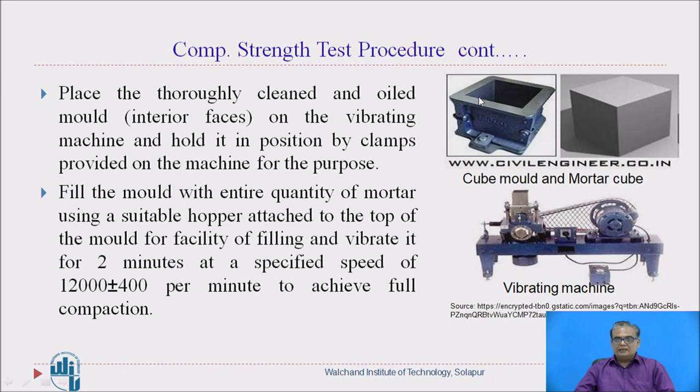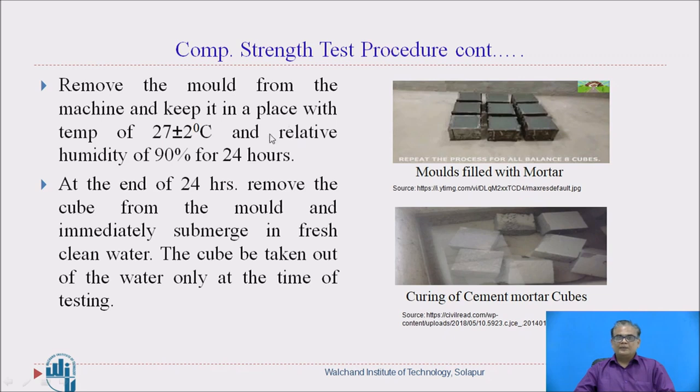Now these are the cubes of size 70.6 mm. These are initially cleaned, and the internal faces of these cubes are oiled so that any cement will not stick to the interior surface. These cubes are filled with the mortar, and vibrated on this vibrating machine for 2 minutes. The specified speed of vibration is 12,000 plus or minus 400 per minute, which will achieve full compaction. Now these cube molds are removed from the machine, and they are kept at 27 plus or minus 2 degrees centigrade and relative humidity of 90% for 24 hours.